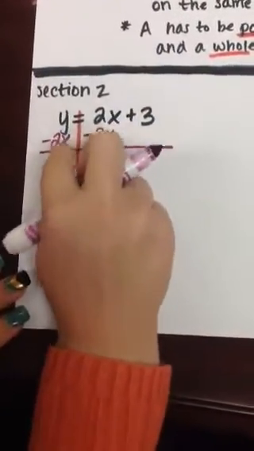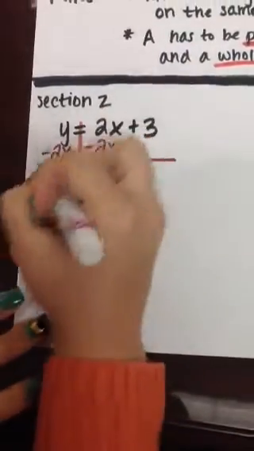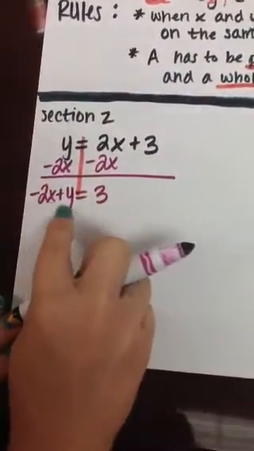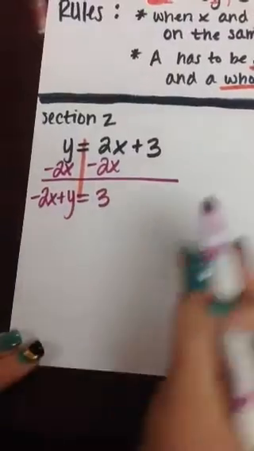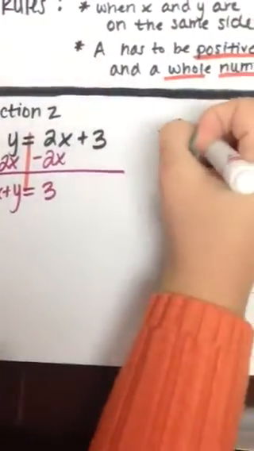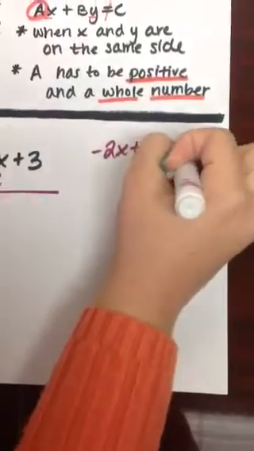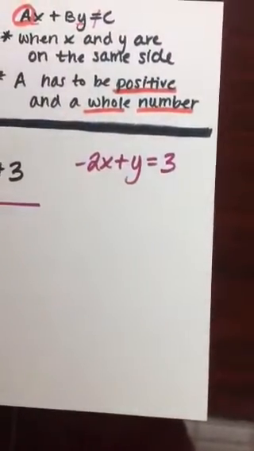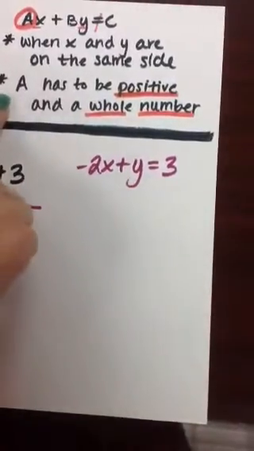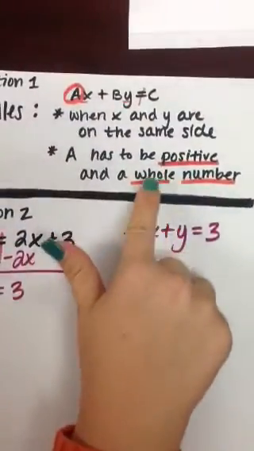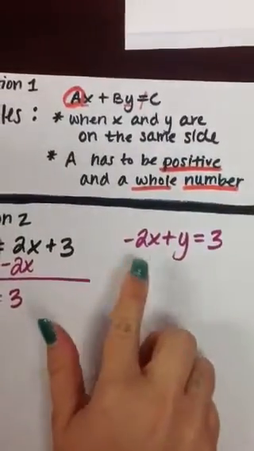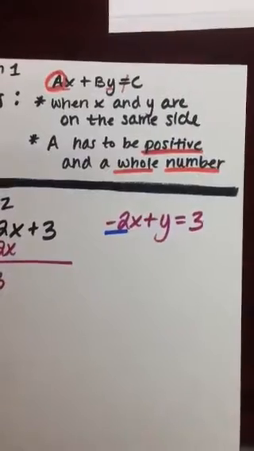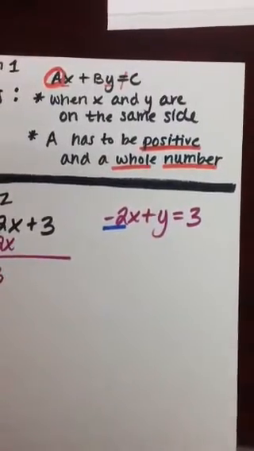Now, are X and Y the same family? No. So you keep them separate. So you have negative 2X plus Y equals 3. Now I'm going to move over here and rewrite it. Now, negative 2X plus Y equals 3. We are not finished because if you go back to your rules, A has to be positive and a whole number. If you look at your A here, A is a whole number, but it is not positive.